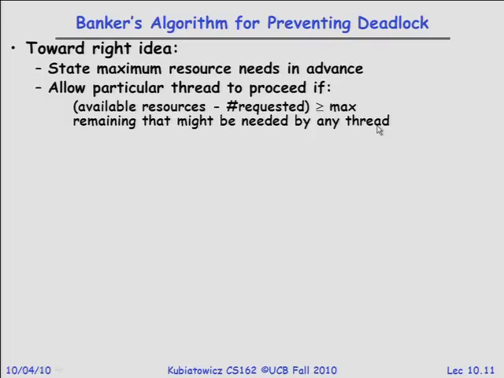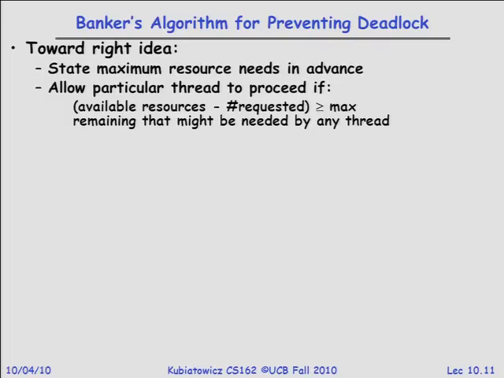Sort of like, okay, I'll think about whether I can give you those 2 disk drives, but let me make sure. Let's see, I'll only have 1 left. Is that enough to make sure there's no deadlock? Okay? And why can I do that? Well, I can do that because I know what the max required by everybody is.